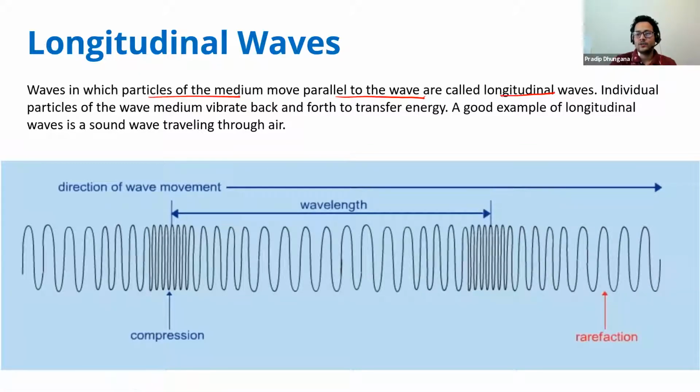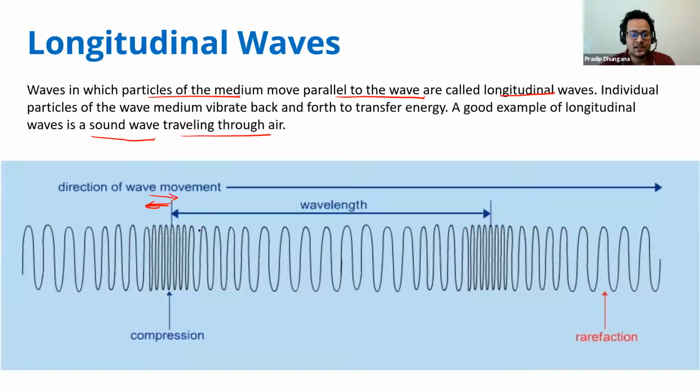In longitudinal waves, individual particles of the wave medium vibrate back and forth to transfer energy. They will vibrate back and forth like that. A good example of a longitudinal wave is a sound wave. Sound wave is always a longitudinal wave that travels through the air.